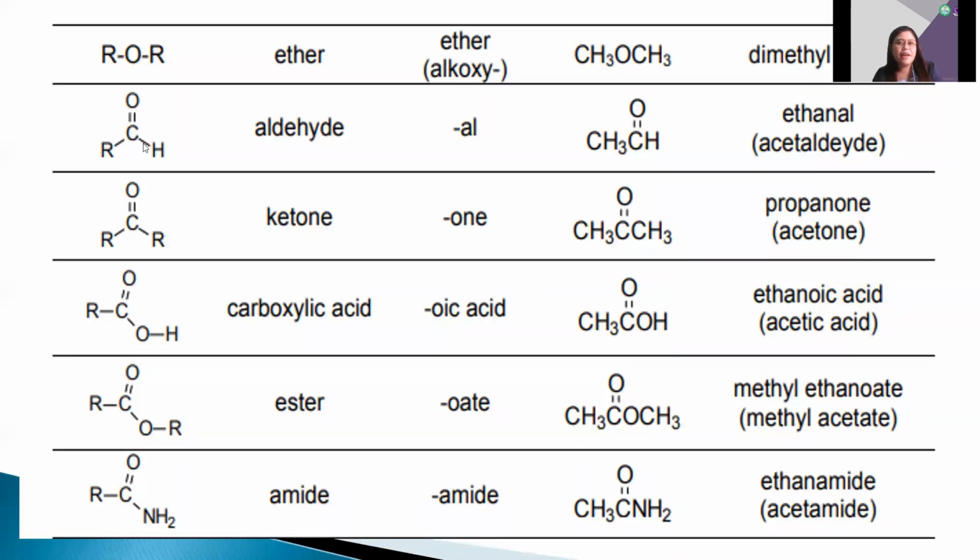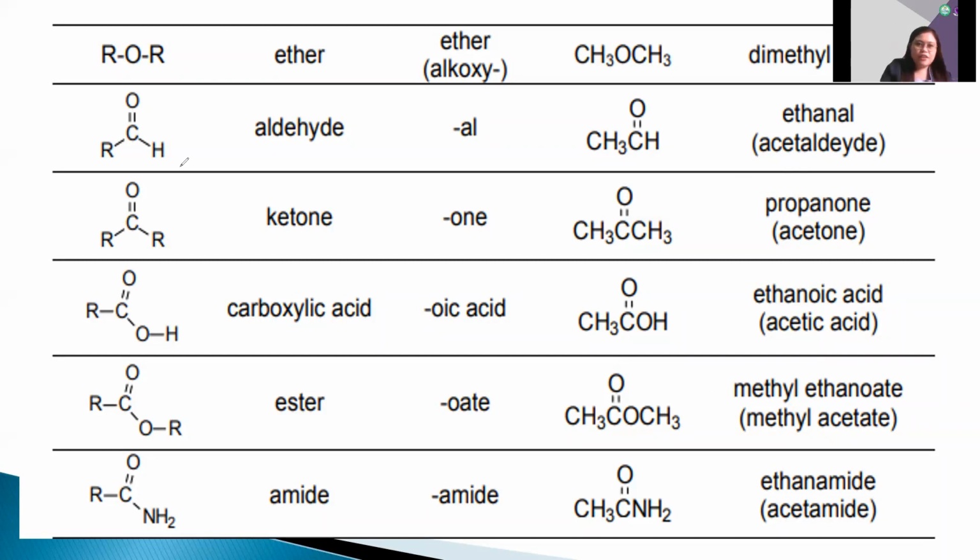Si aldehyde naman, how do you identify them? Di ba sabi ko kanina, R-CHO. But let's give a specific example. R, the CH3 will be the R. And then this is the CHO, C double bond O, and then H. Aldehyde yan siya. That's how you know that the functional group is aldehyde. So in this case, it's ethanal since you have 2 carbons. Ethanal siya, common name is acetaldehyde.